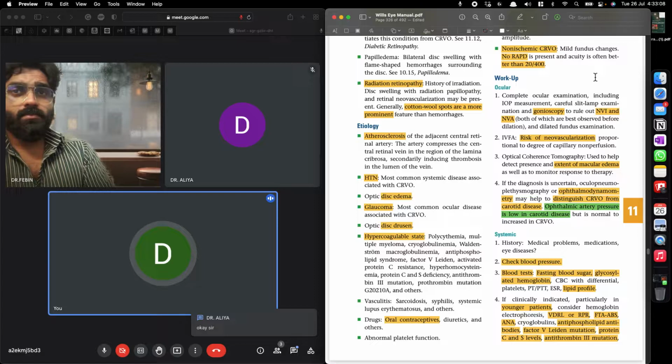So CRUISE study, Lucentis 0.5 mg. BRAVO study, Lucentis 0.5 mg BRVO. SCORE study, IVTA 1 mg is the outcome. You need to remember things like this.